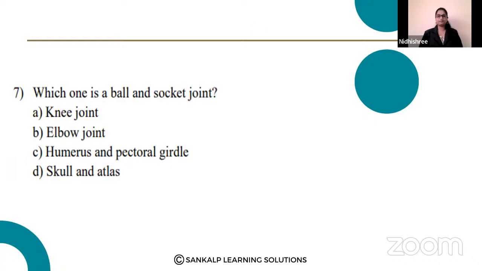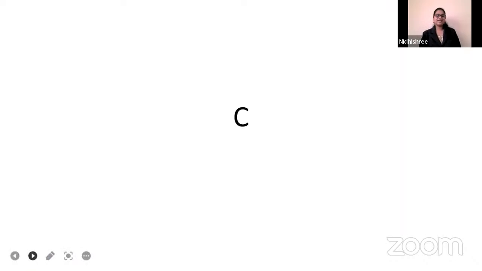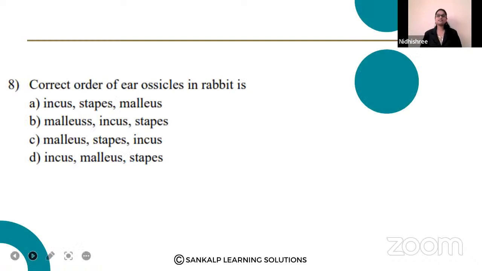Most of you voted for option C. Few of you voted for option B. Let us check option C, that is humerus and pectoral girdle, is the right answer. Great, guys. The 8th question goes like this.